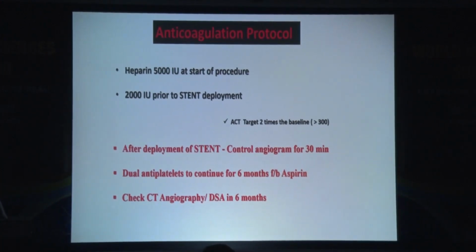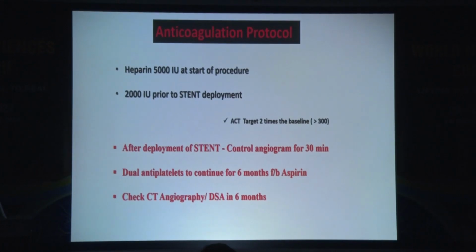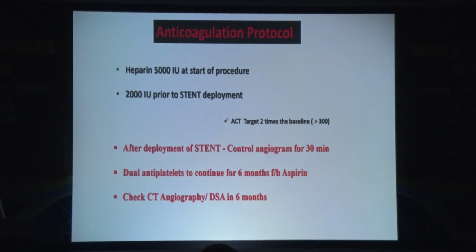And after the deployment of the stent, this is a basic protocol. We need to have a control angiogram for at least 30 minutes to look for clot formation, because 10 to 20% do have a resistance to clopidogrel, and they usually have clot formation on the stent once we deploy the stent in the carotid artery stenosis.